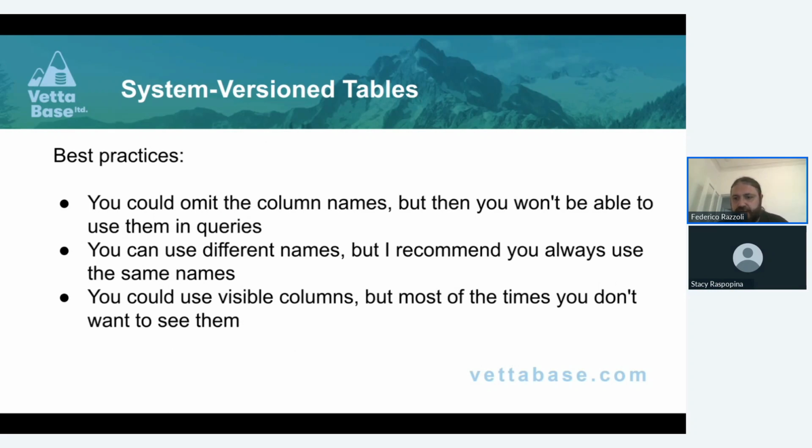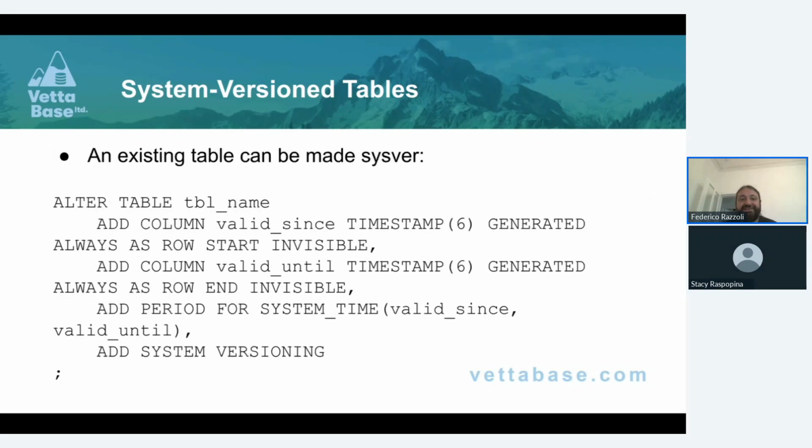Here in these slides, I'm just repeating the same things actually, so let's skip it. I wanted to show you that you can also modify an existing table and make it system versioned. It's very similar. I'm adding two timestamp columns with the same characteristics. I'm adding period for system time, and I'm specifying add system versioning.